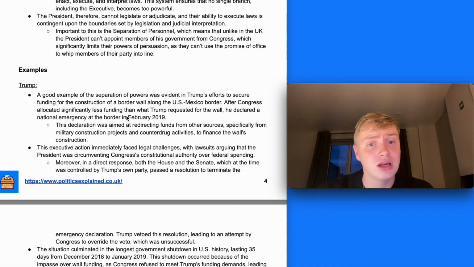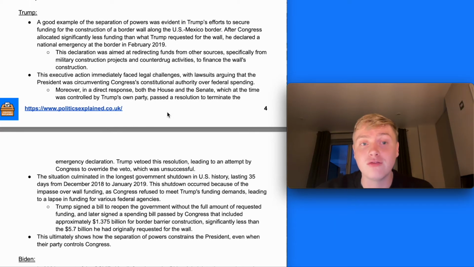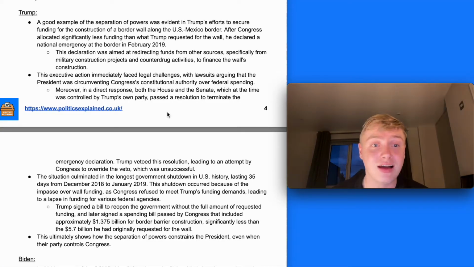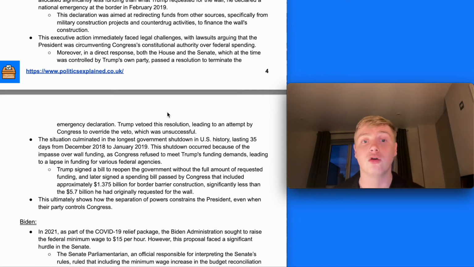In terms of examples, a really good example is from the Trump administration and his efforts to secure funding for his proposed border wall along the US-Mexico border. So after Congress allocated significantly less funding than what Trump requested for the wall, he declared a national emergency at the border in February 2019. This declaration was aimed at redirecting funds from other sources, specifically from military construction projects and counter-drug activities, to finance the wall's construction.